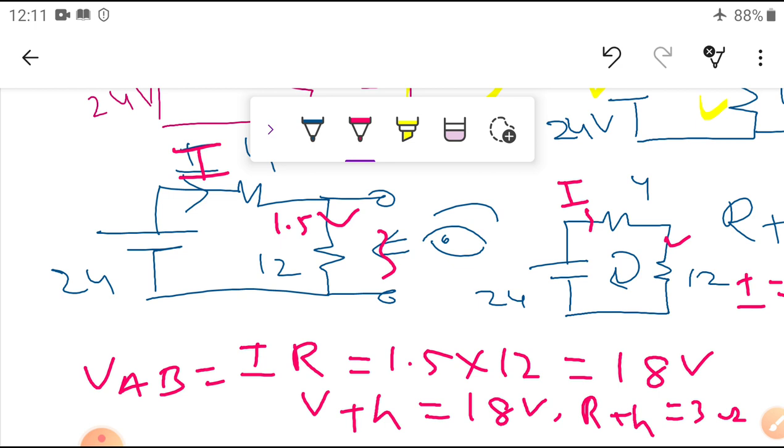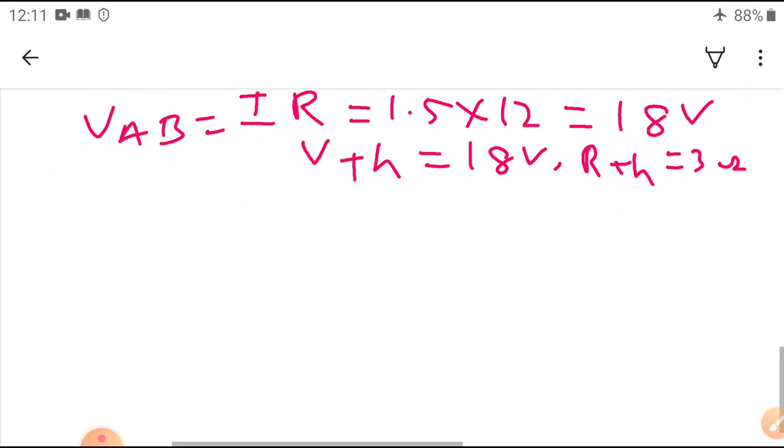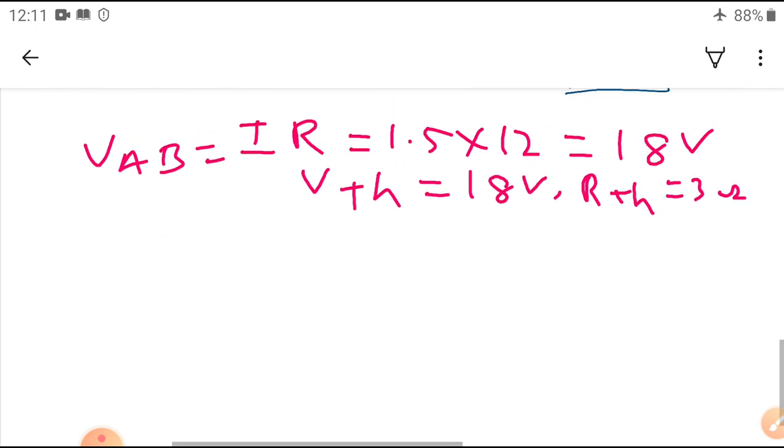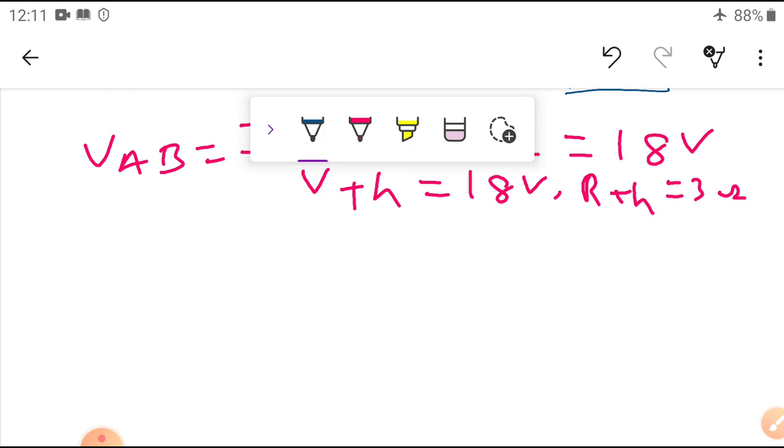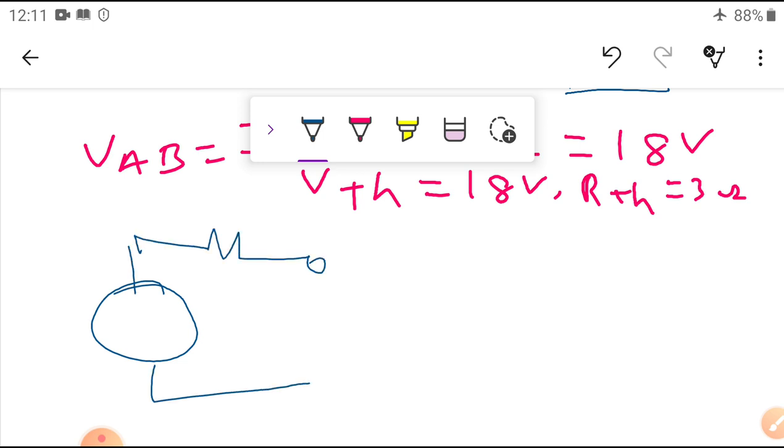Simply represent the circuit based on this one and write it. Here the voltage source and resistance value. This is the voltage V Thevenin's, this is R Thevenin's. So what is this value?